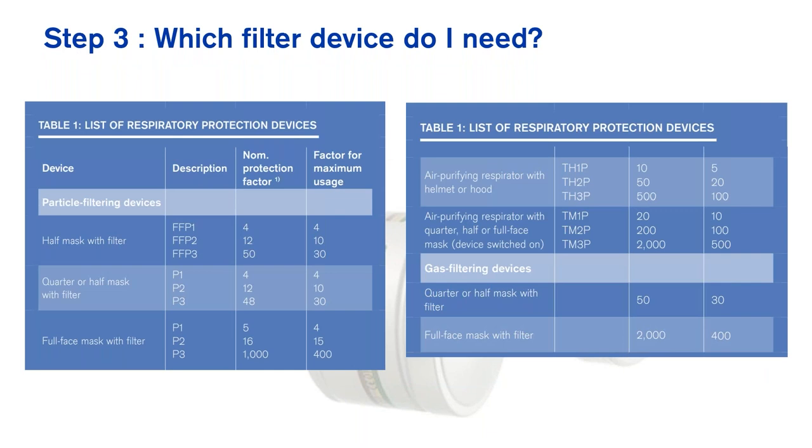So all in all, there is a table at the end that tells you which type of mask and particle filter has what nominal protection factor. For example, a full face mask with a P3 filter has a nominal protection factor of 1,000. But if we have to calculate on the maximum usage, we will only take 400 as the safety level. So over here, we will give an example.